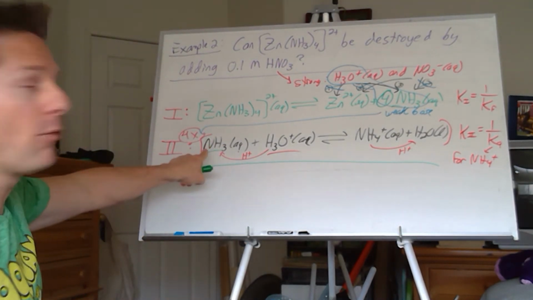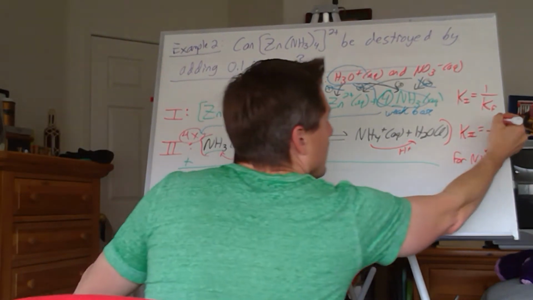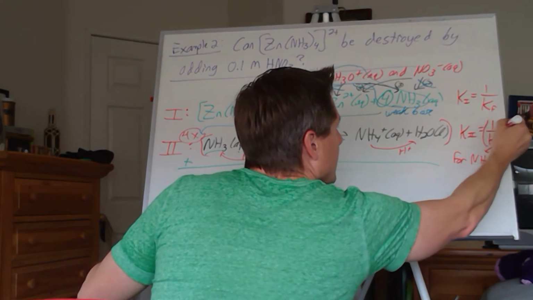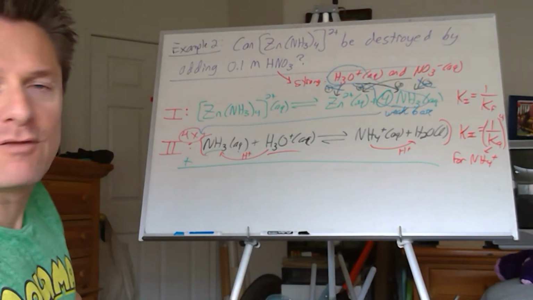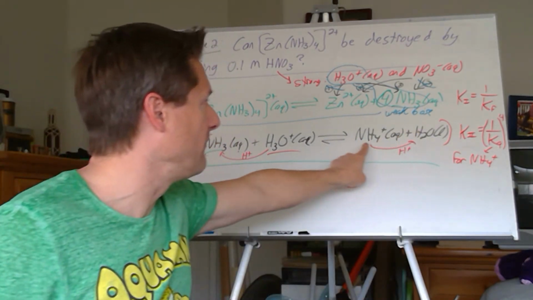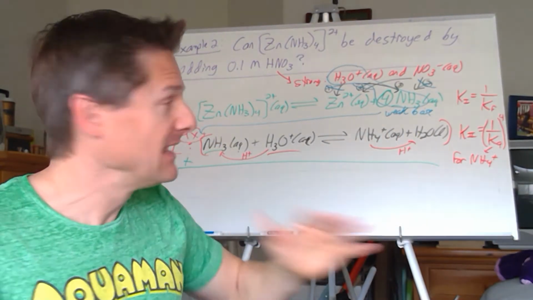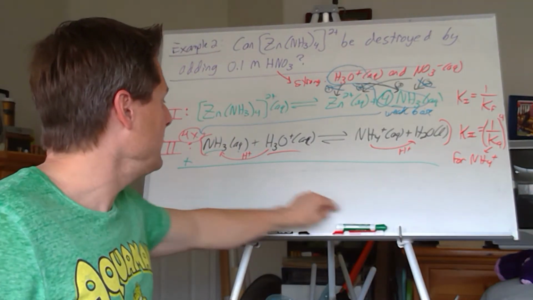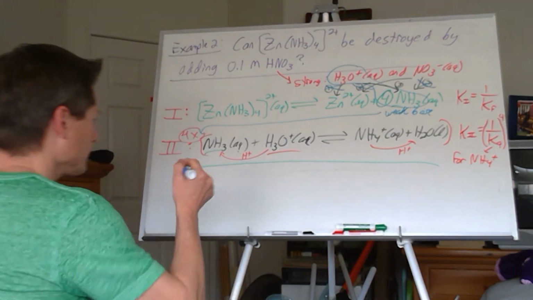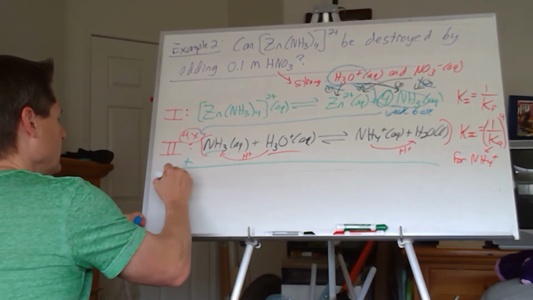Let's multiply this by 4 to get the 4 ammonias on both sides. So I'm going to put this in parentheses and raise that to the 4th power. This is the reverse of the ammonium ion acting as an acid multiplied by 4. So I'm going to raise that to the 4th power. So let's add these 2 equations together. Let's get the overall equation.